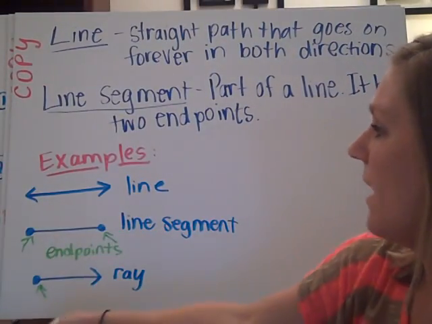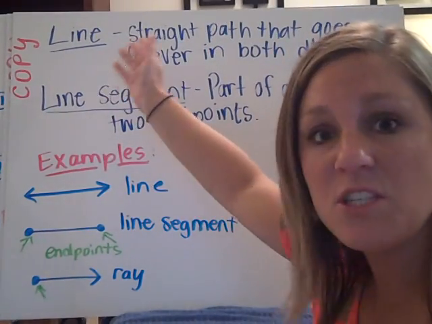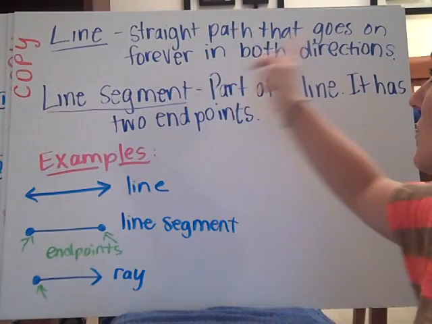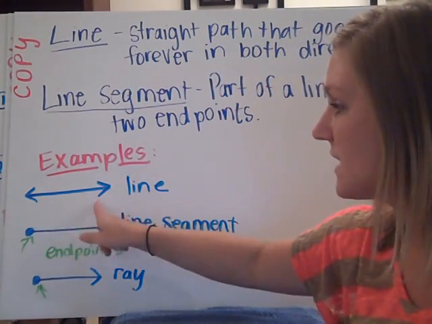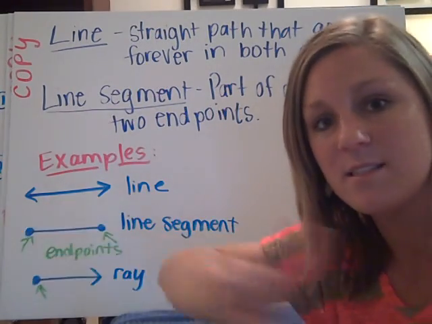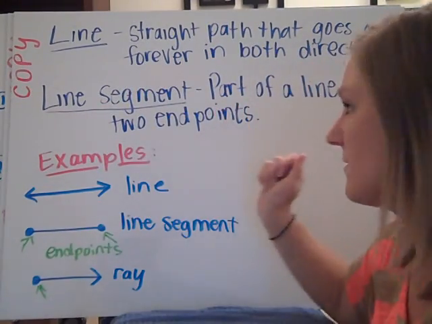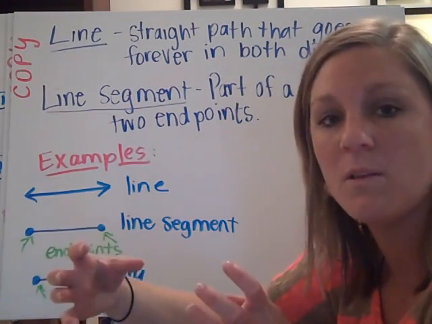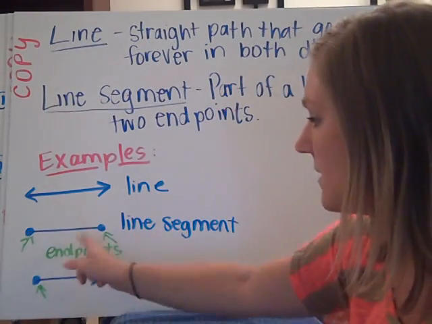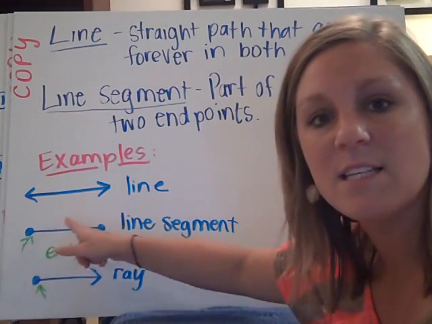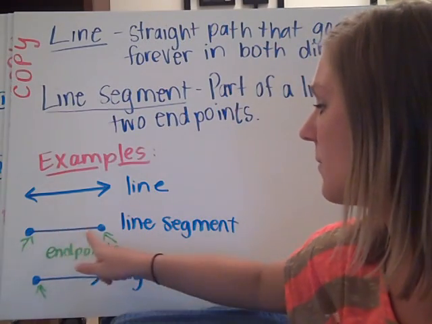Okay, two more. Line and line segment. A line, as I just mentioned, is a straight path and it goes on forever in both directions. You usually see it with arrows to tell you, yes, this is going in both directions. A line segment is part of a line, so it's just one middle part of that whole line, and it has two endpoints. Here's an example of a line segment. These endpoints are dots, and they tell you this is where it starts, and this is where it stops. They're called endpoints.